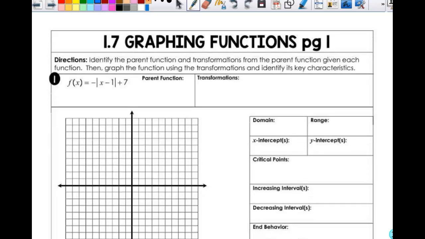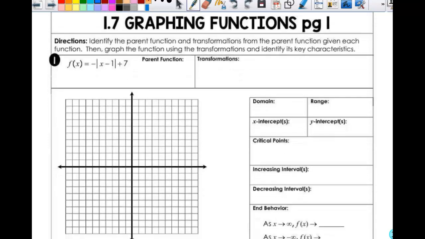So we are going to be graphing functions. This says identify the parent function and transformations from the parent function, then graph. So you have to identify that stuff, then graph. It's all part of it. So this function, what is this parent function called? Absolute value, absolutely. So f of x equals the absolute value of x.